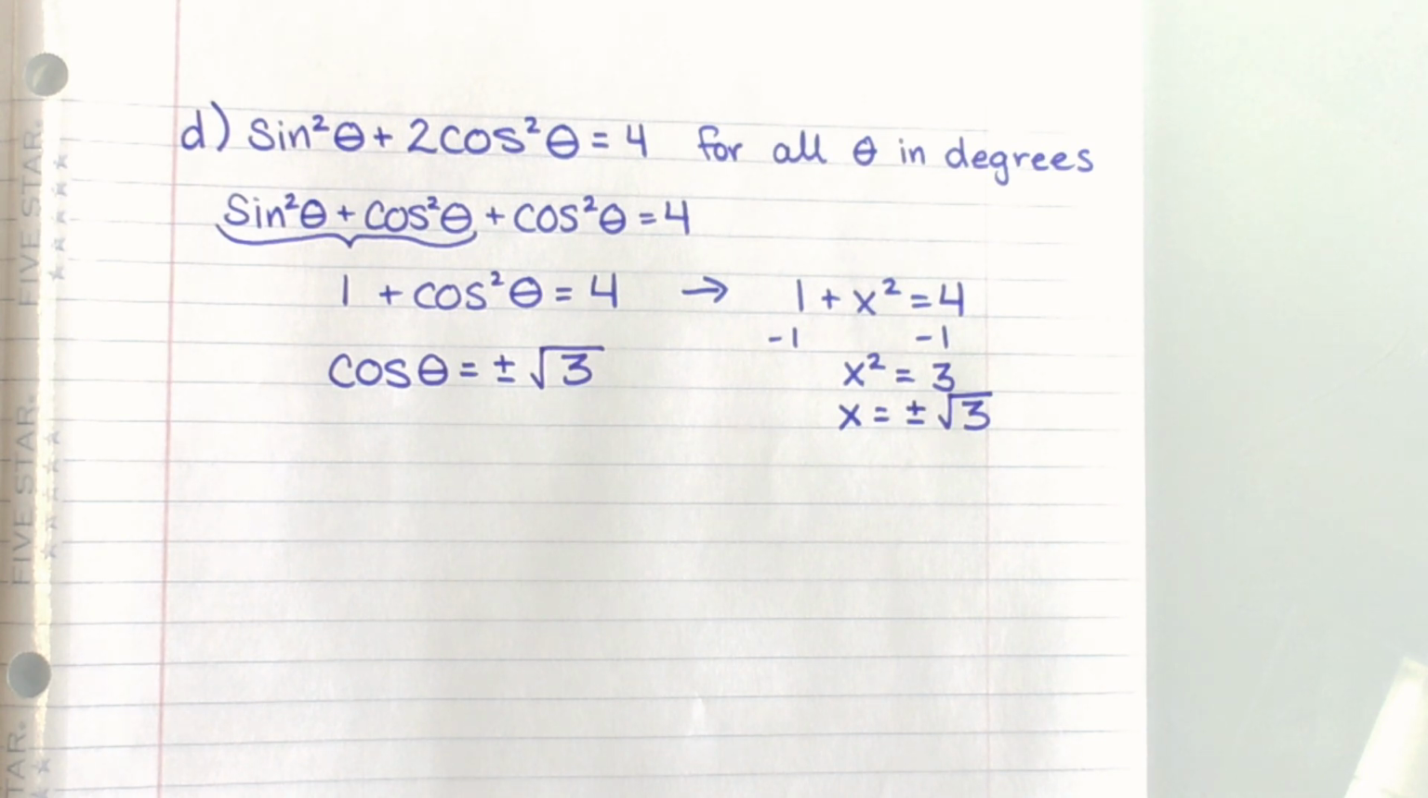Where is cosine equal to the square root of 3? We are finding theta. Nowhere on the unit circle. Does that mean absolutely nowhere? No. Could be other angles. How could I find the angle if it's not on the unit circle? Inverse cosine.